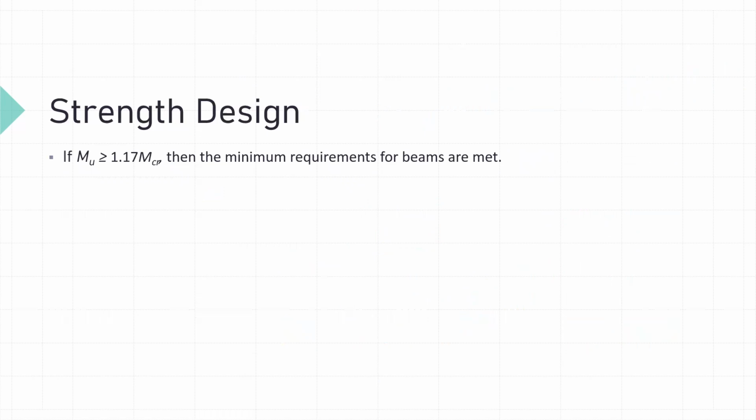A good relationship, and they discuss this in the Strength Design of Masonry book that I recommended, is if we calculate our applied moment, M sub U, so our factored moment, if we are greater than or equal to 1.17 times our cracking moment, then we meet the minimum requirements for reinforcement of our beam. And I'll show you how they develop that relationship here.